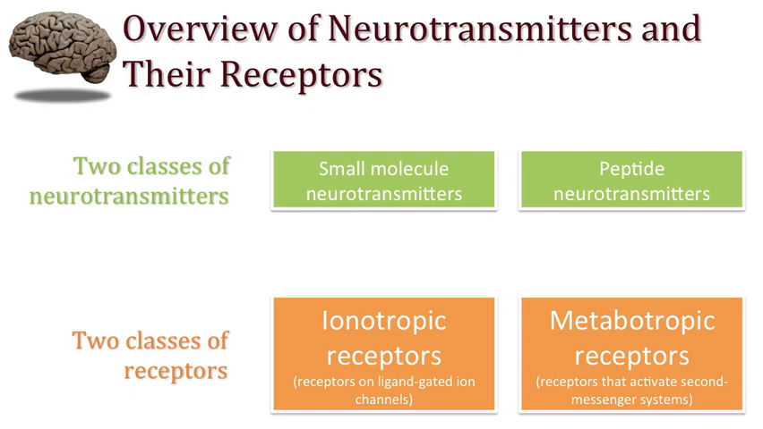So these ion channels are called ligand-gated ion channels, with the ligand being the neurotransmitter. The other type of receptor that we'll consider today are called metabotropic receptors, and these receptors activate second messenger systems. So there are metabolic steps involved in mediating the effect of the neurotransmitter once it binds to its receptor.